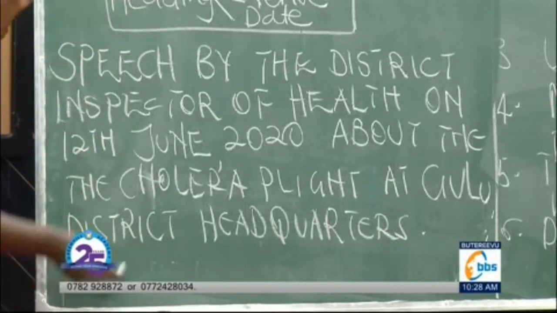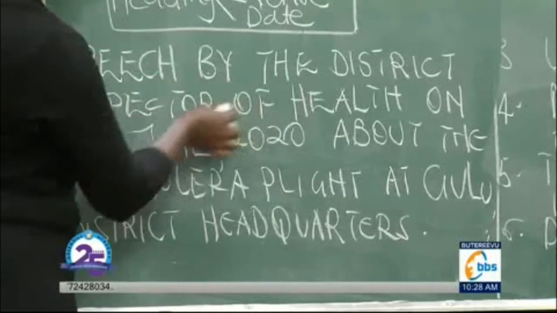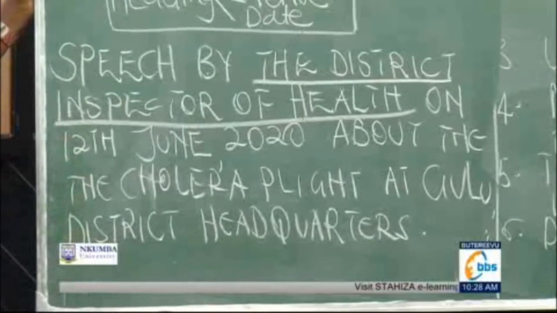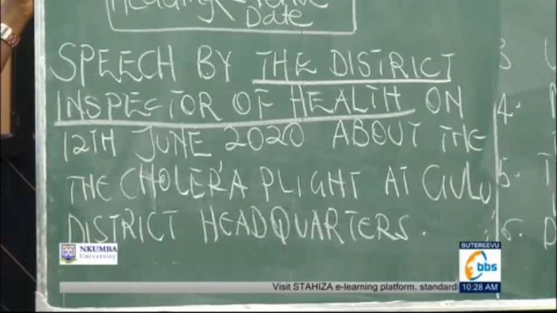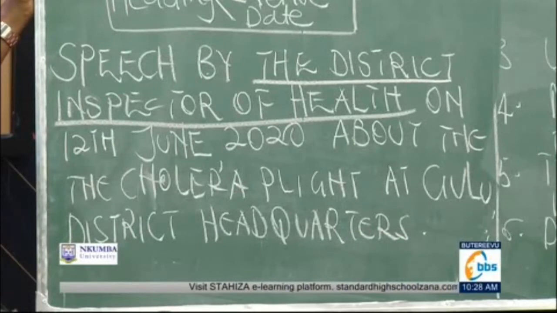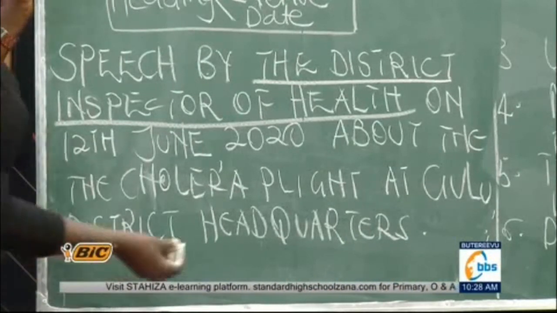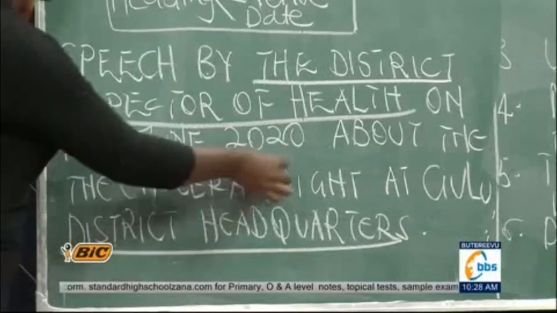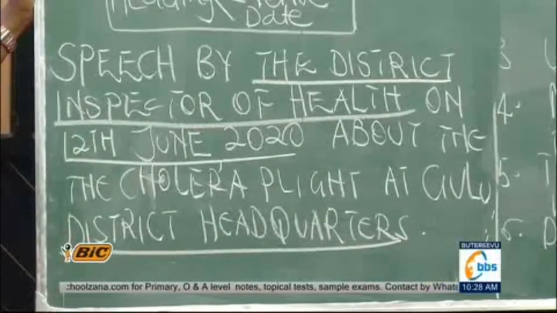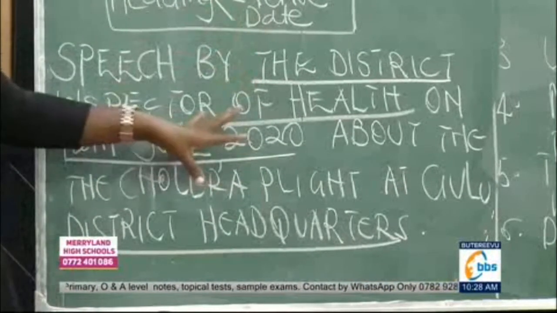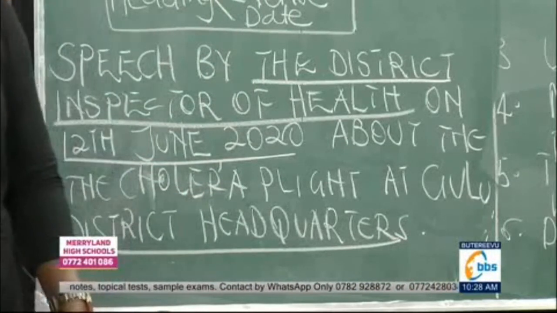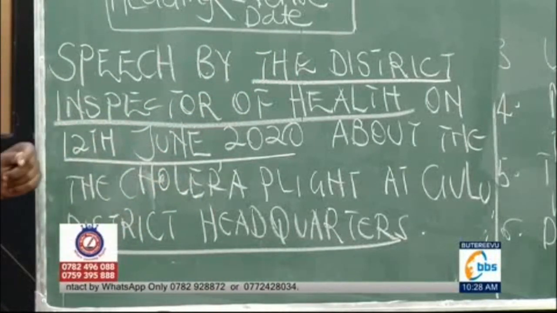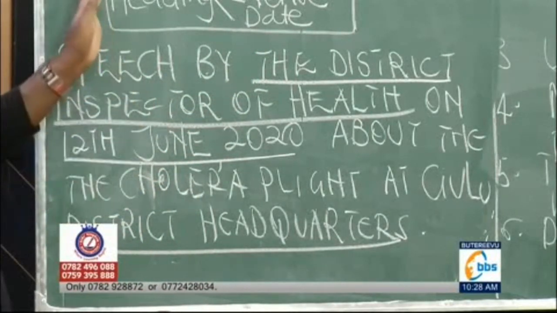When I talked about whose speech, you're going to see we have said speech by the district inspector of health. So he is the person delivering this speech. And then we are saying the venue. Where is the venue? The venue is the district headquarters. And then when was this speech delivered? It was delivered on 12th June 2020. So basically, these are some of the gists that we must have in our speech writing. Ensure that you have at least these three aspects in your heading, and then you can be assured of the marks for the heading.